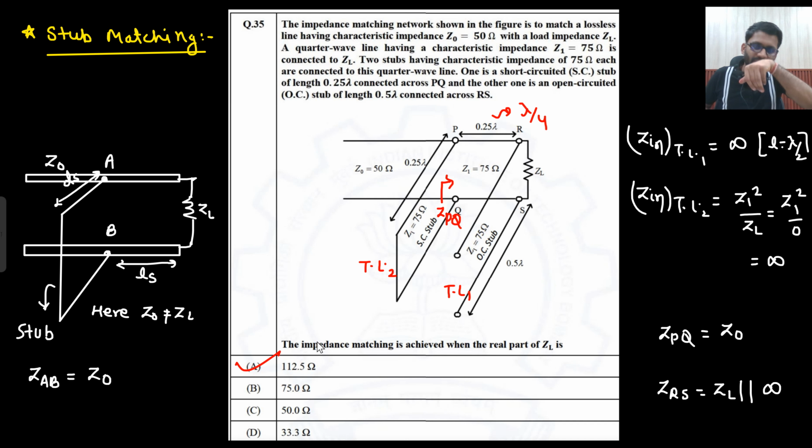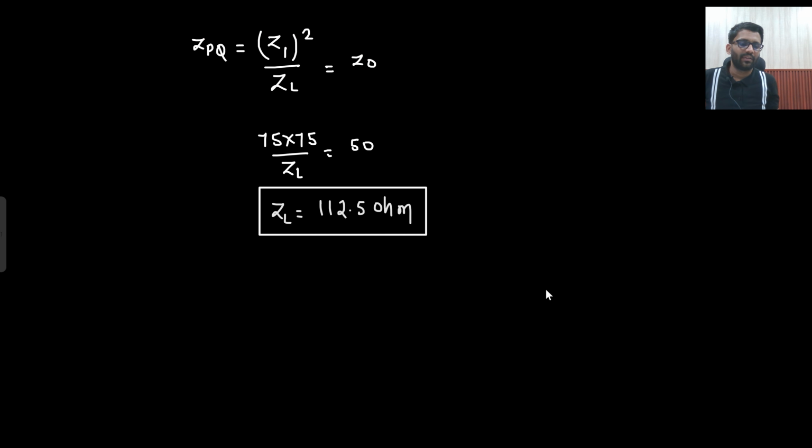No. ZL value you need to find, no? ZL value you need to find. So forget about the formula, just solve by the concept. What is the concept? That Z1 square divided by ZL should be equal to Z naught. So the value of ZL you need to find, and that is coming out to be 112.5.